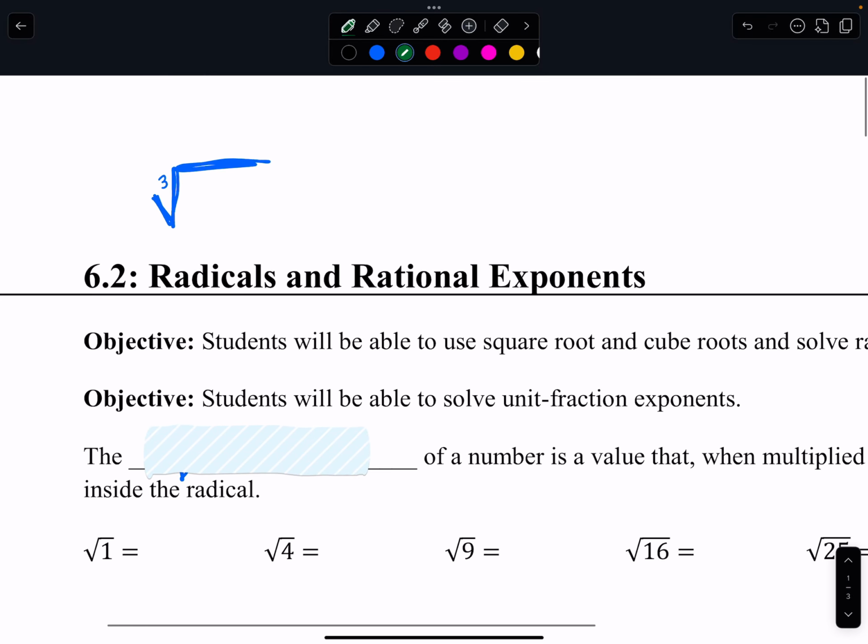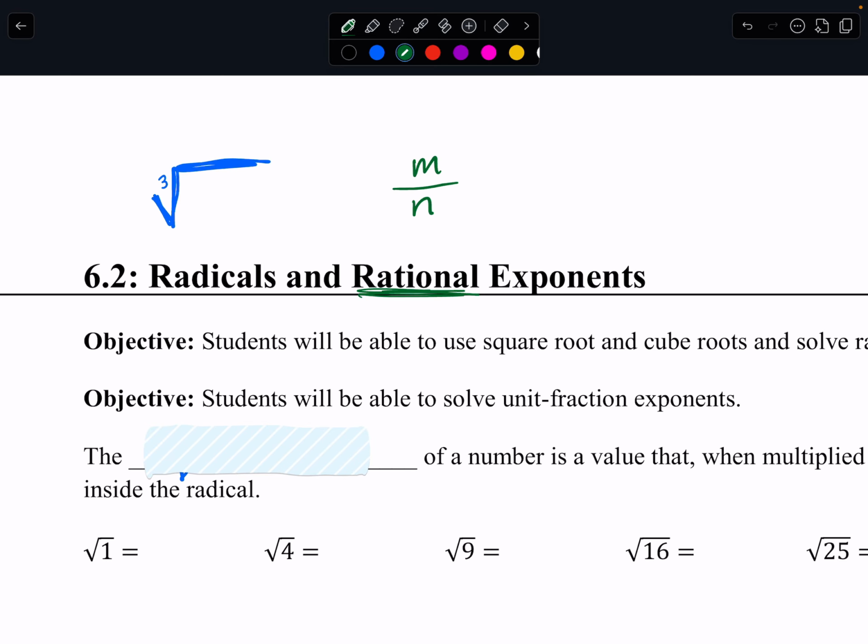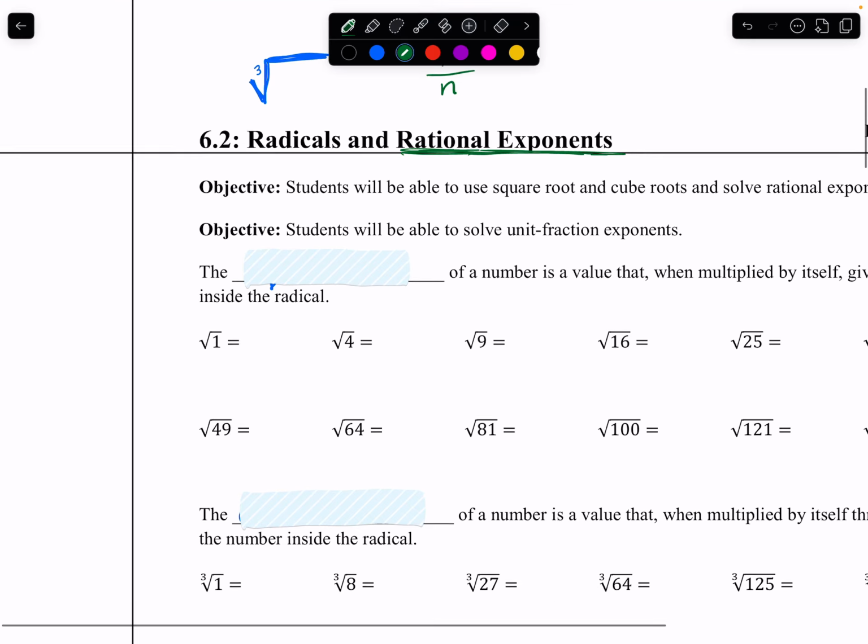Now, rational, when you see that word in math, you should think of fractions. So suppose I have two integers, m and n, where m and n are both integers. M over n is a rational number. It could be a decimal, it could be a fraction, but that's a rational number. So if we're talking about rational exponents, that means we're going to see exponents that are fractions today. In the last lesson, you saw exponents and properties of exponents, but they were all integers. Today, you'll see some fractions in the exponent.